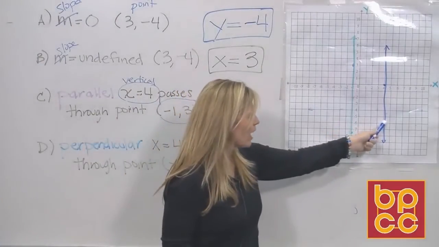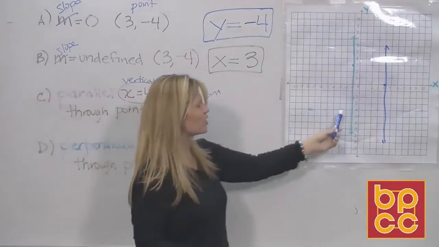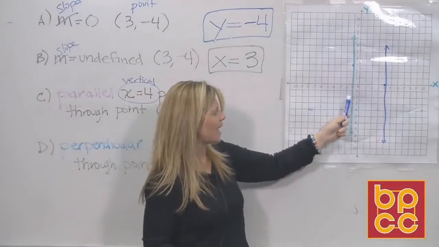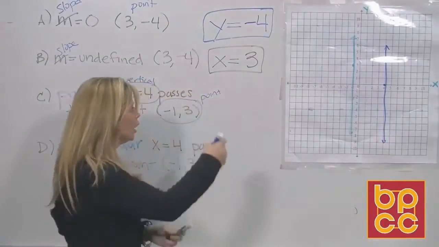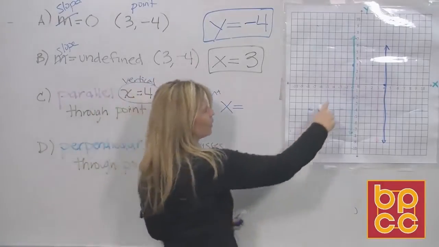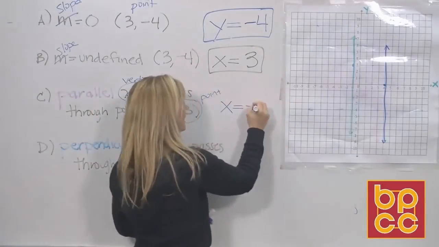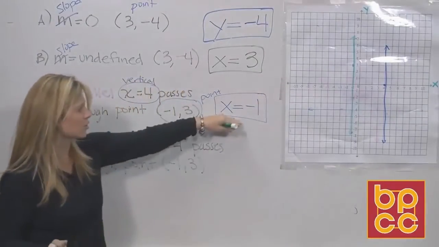You already know the equation for this one. It was x equals 4. It was given. I want the equation of this new line, this line that is parallel to x equals 4, but passes through that point. Well, it's also a vertical line. So you use the letter x equals, and if you look at the picture, it touches at negative 1. And that would be your answer.